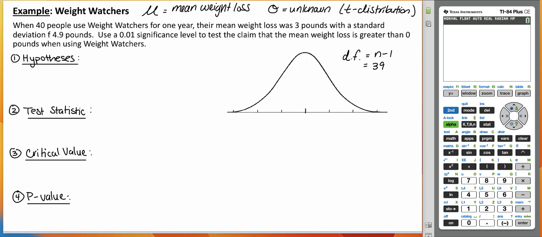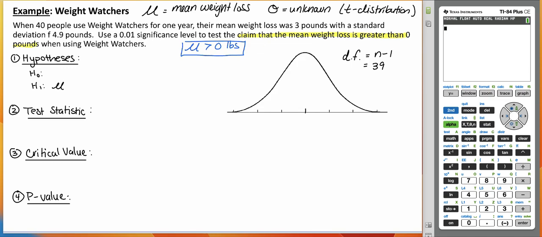So let's go ahead and go through the hypothesis test here. First thing that we're going to do is highlight the claim. So we want to test the claim that the mean weight loss is greater than 0 pounds. So let me translate that into symbols. That means that mu greater than 0, and that's 0 pounds. Notice that this statement does not contain the equal sign, so it doesn't contain equality. That means that that statement is going to be the alternative hypothesis.